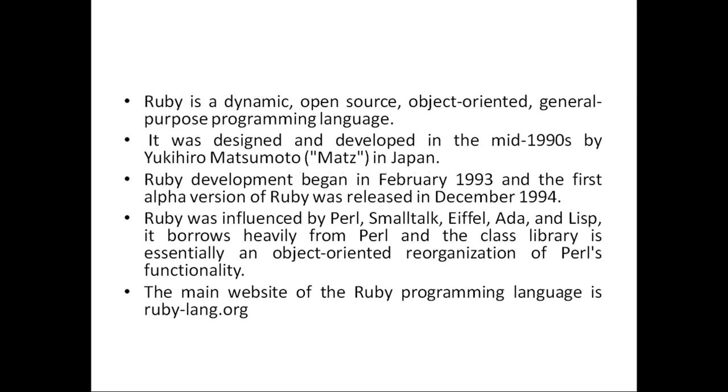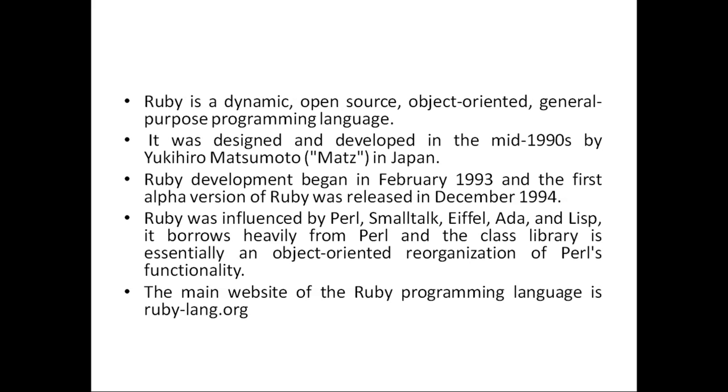You can see this Ruby. Ruby is a dynamic, open source, object oriented general purpose programming language. It was originally started in Japan, especially in the mid 1990s, by Matsumoto. The actual development began in February 1993 and the first version was released in December 1994.